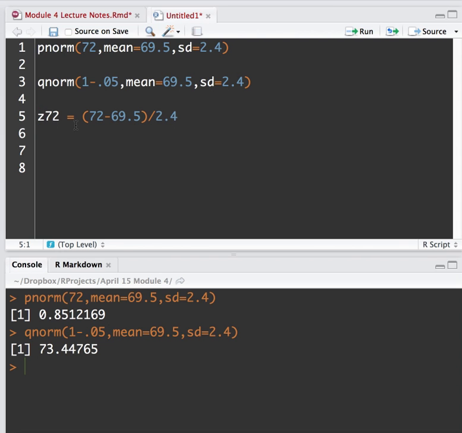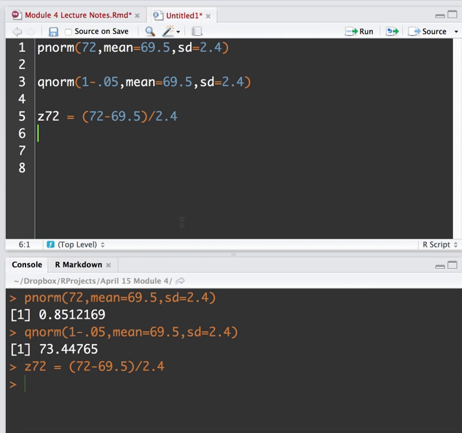The idea of a z-score is still very important, and I want to just remind you this is the z-score corresponding to a value of 72. It's 72 minus 69.5 divided by 2.4. And what this will tell us is how many standard deviations 72 inches is above the mean. So let's just run that and see what it gives us.